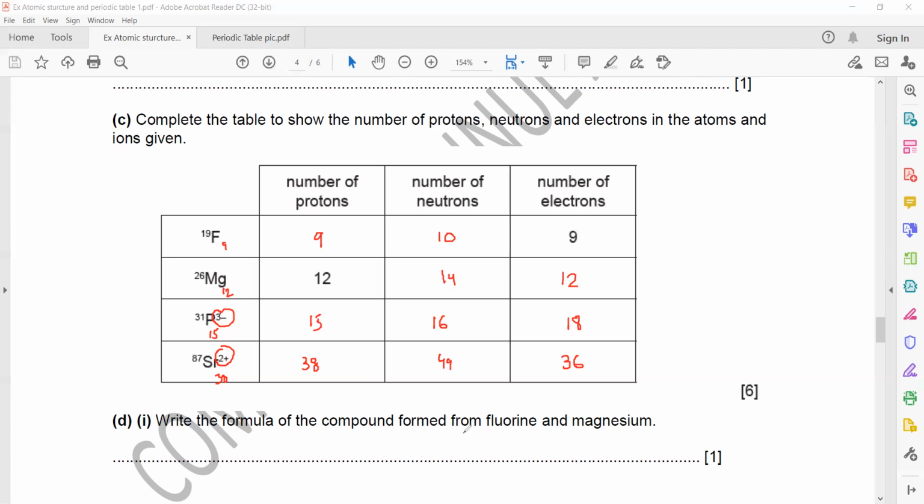Then write a formula for the compound formed when fluorine reacts with magnesium. Fluorine is group 7 and magnesium is group 2. Magnesium is group 2, so it is plus 2; fluorine is group 7, so it is minus 1. So we simplify the valency and cross multiply. The formula will be MgF2.